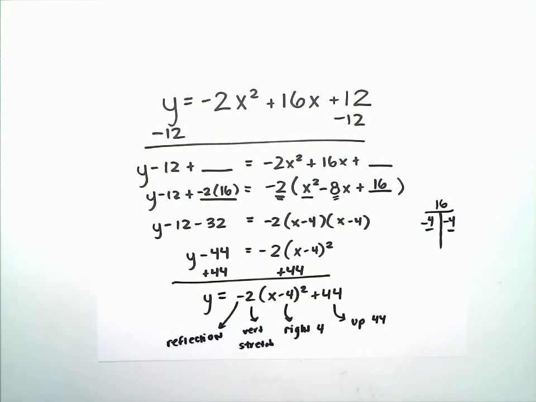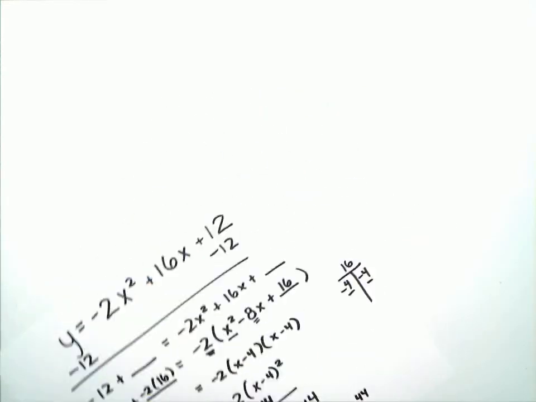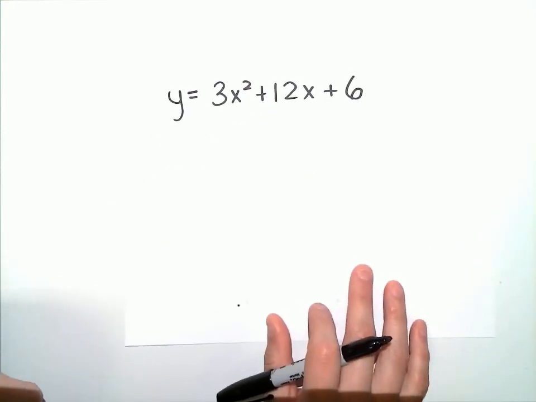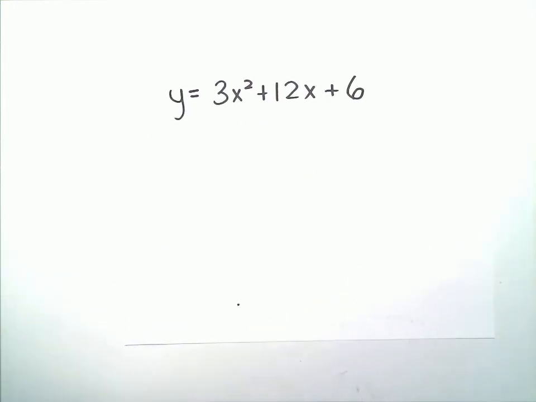Cool. Last question. I know this has been a kind of long video, but we're really trying to get back into using these play posits to help us get ahead in class. My last question for you is y equals 3x squared plus 12x plus 6. And I would like you to try to tell me what this will look like in vertex form. Go for it.